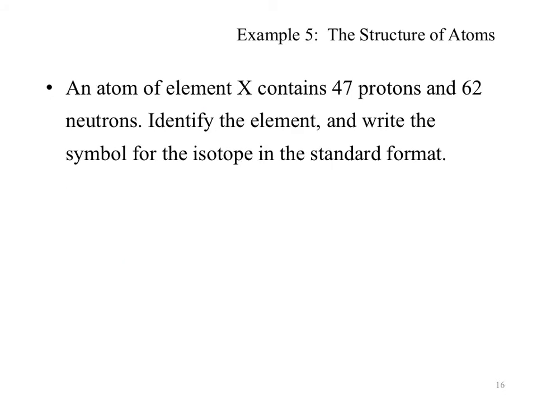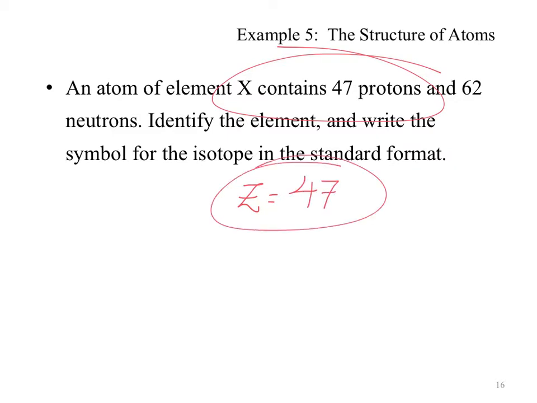Okay. An atom of element X contains 47 protons and 62 neutrons. Identify the element and write the symbol for the isotope in the standard format. This is pretty straightforward. When you look at 47 protons, you should be thinking this is the number of protons, and hence it's also the atomic number. That means my Z is 47. And if that is 47, and the number of neutrons are given, that means the lower number is 47. You are reading on the periodic table and you hit silver, Ag.